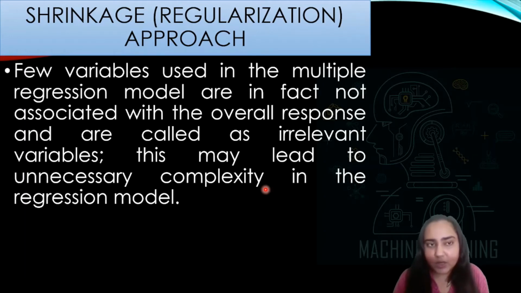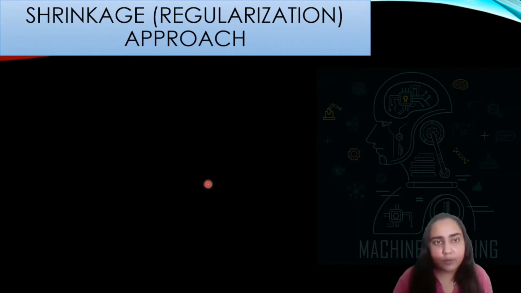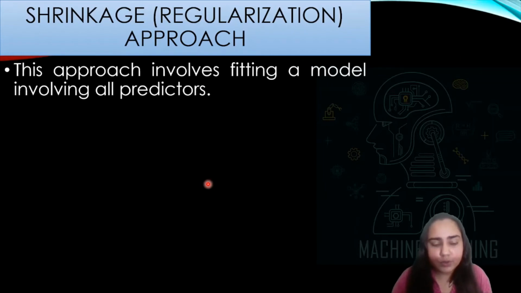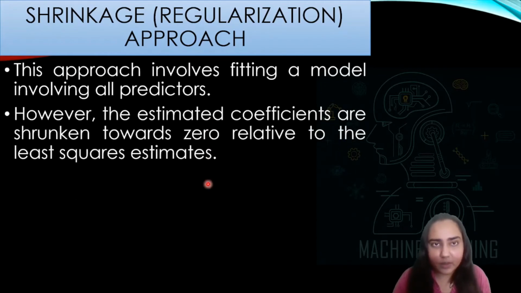They might be irrelevant while trying to predict the 11th column, so you're not considering that. And you have to do something about such columns. You don't have to take all the columns, because they will unnecessarily increase the complexity of your model. So to remove such columns which are not useful, you have to perform a fitting where you involve all the predictors, and this is the shrinkage approach. So in the shrinkage approach, you fit the model and involve all the predictors. However, the estimated coefficients are shrunken down towards zero relative to the least squares estimates.